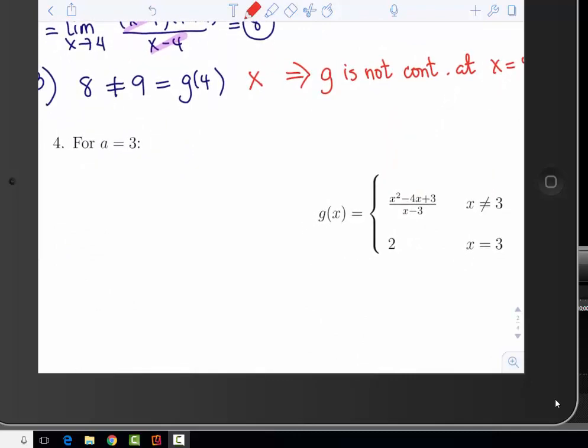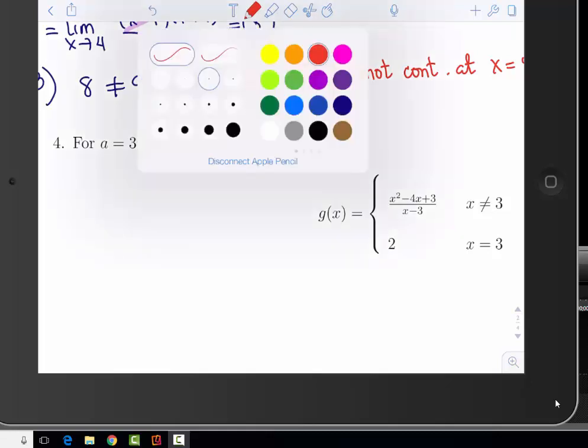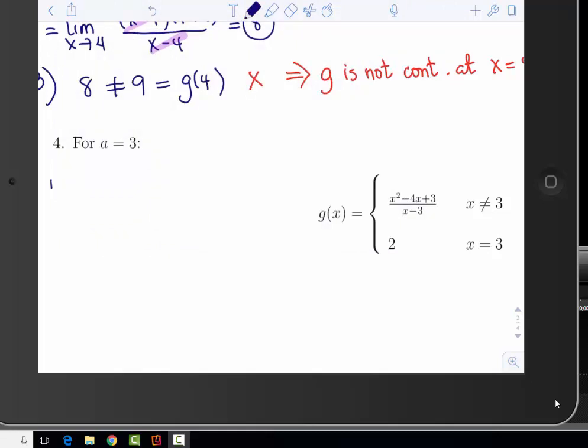Okay, I have another example where I have a rational expression if x is not equal to 3, and then a fixed number 2 if x is equal to 3. Same steps as above. I'm going to go ahead and write g of 3 is defined. Check mark. Done. Let's do the limit. Limit as x goes to 3 of g of x.